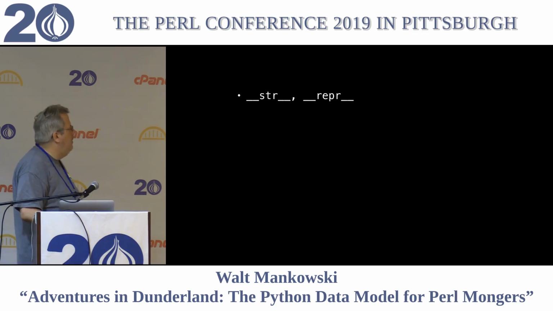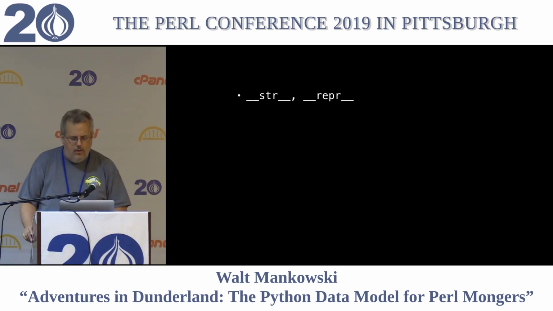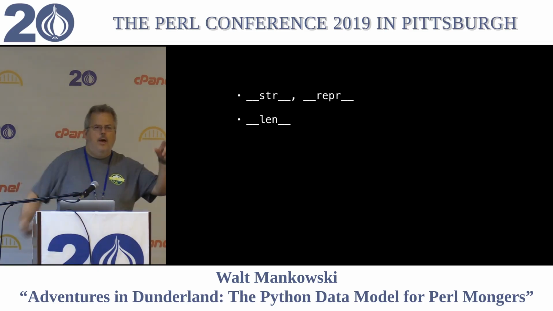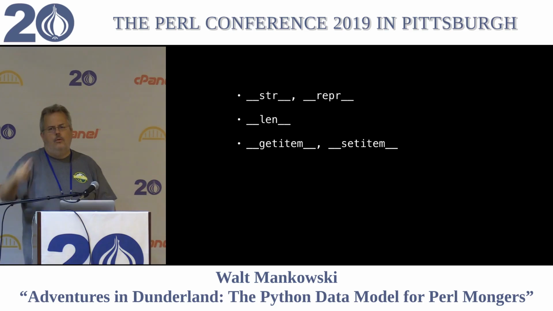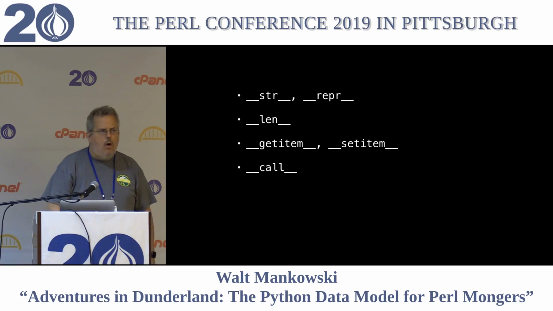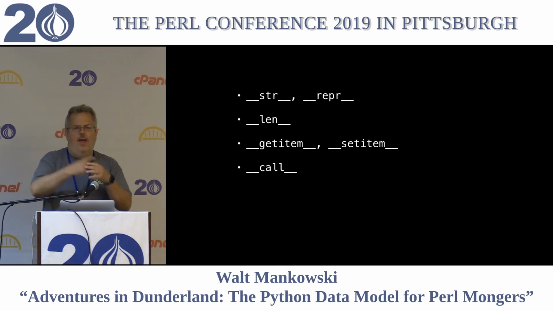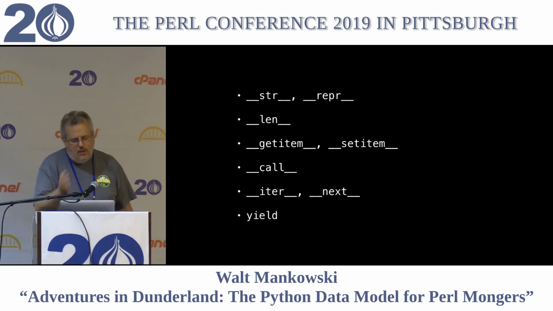So we talked about str and repr, which are two different ways of stringifying instances of your class. Len shows how many items are in the class. Getitem and setitem are for extracting values or setting values. They can be used both as indexes into an array, or they can be keys into a dictionary. Call lets you call your class as if it were a function instead of calling methods on it. Iter and next we just went over, and yield is also sort of similar to that.